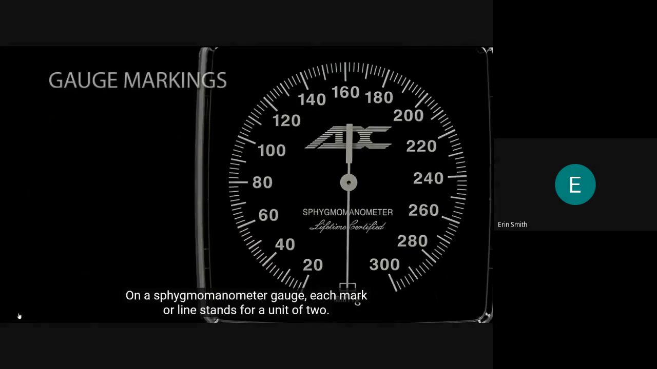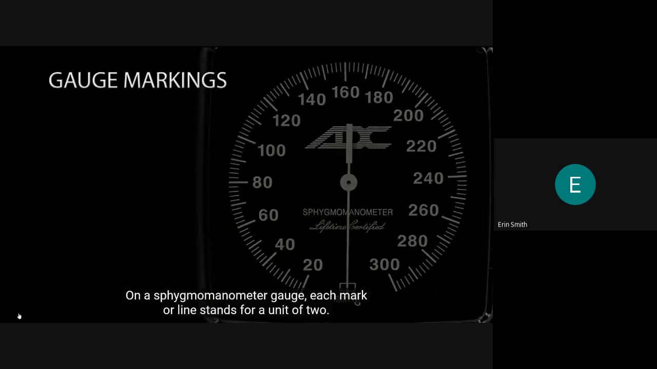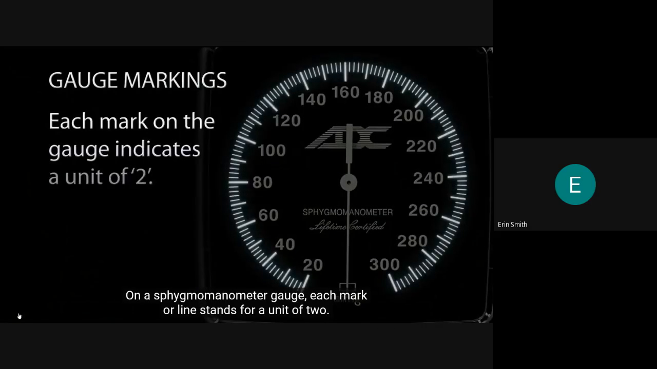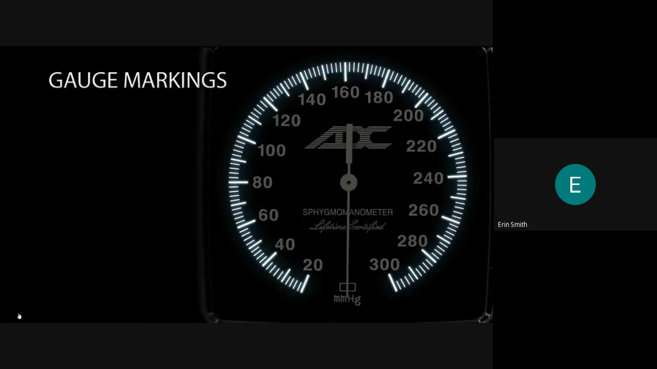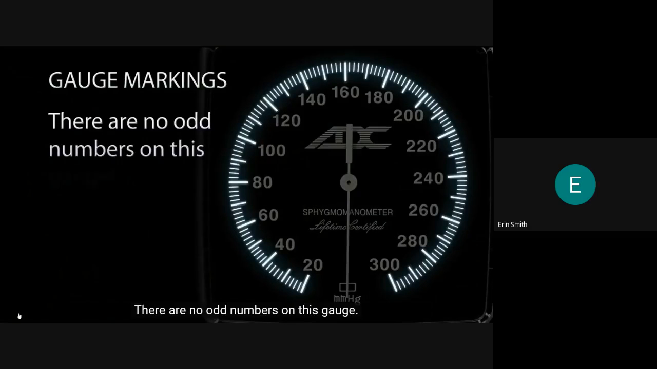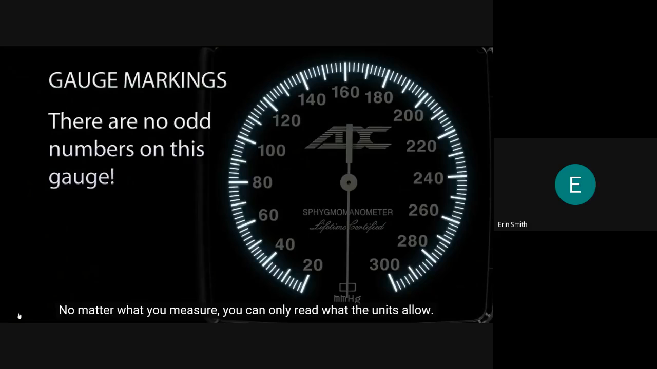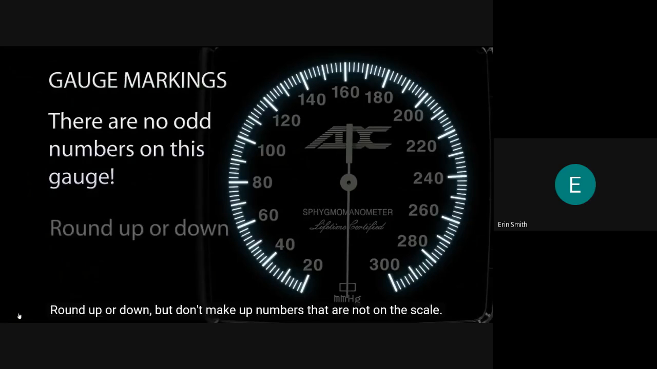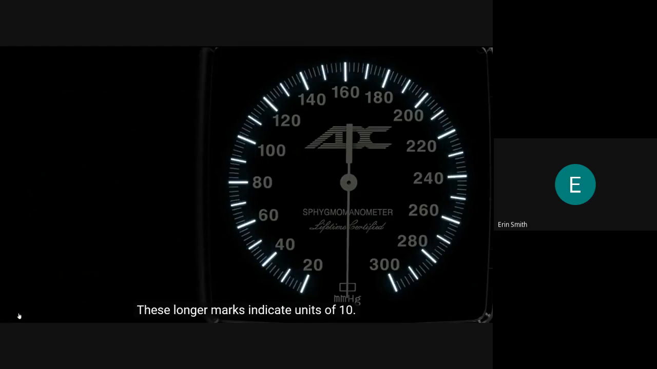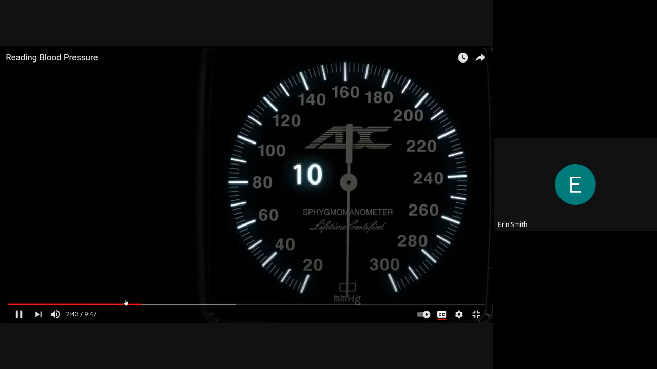On a sphygmomanometer gauge, each mark or line stands for a unit of 2. There are no odd numbers on this gauge. No matter what you measure, you can only read what the units allow. Round up or down, but don't make up numbers that are not on the scale. These longer marks indicate units of 10. There is not space on the gauge to write all the numbers.